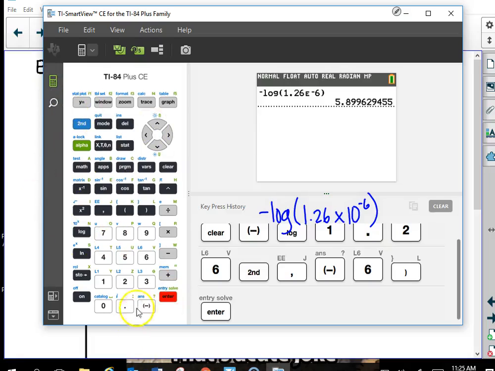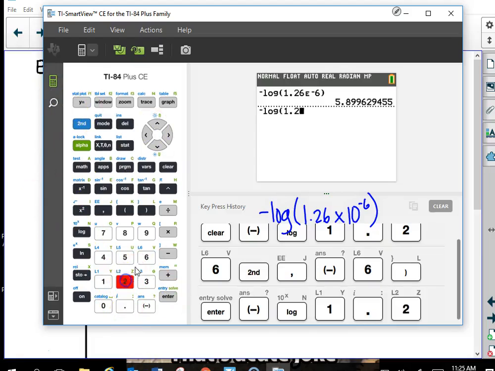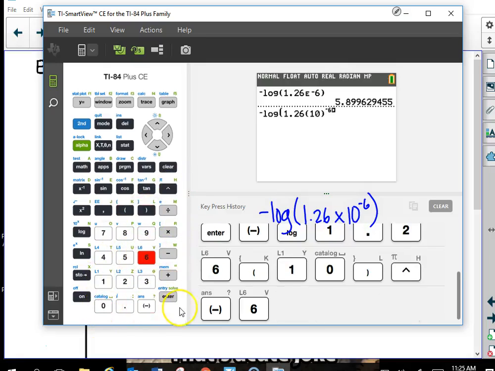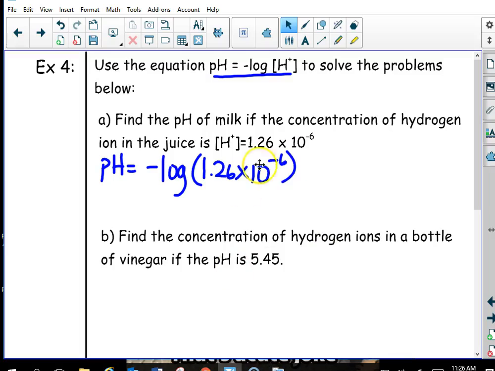I'm going to try that again, though, by doing 1.26 times 10 to the negative 6, just to make sure I get the same answer, because you can type this in any old way you want. Yeah, same answer. And when we do scientific notation in XYZ, they want you to do something pretty close to what I just typed in. So the answer is 5.899, rounding to 3 digits. That looks like 5.9. Yeah, 5.9.